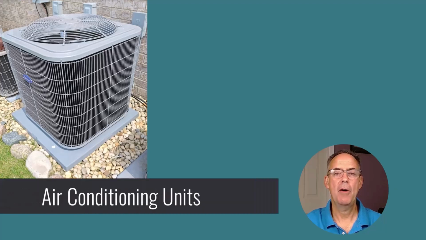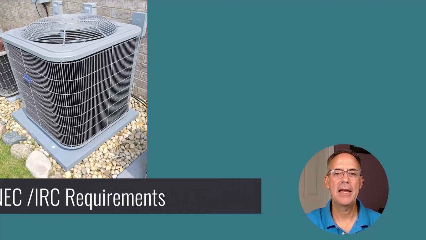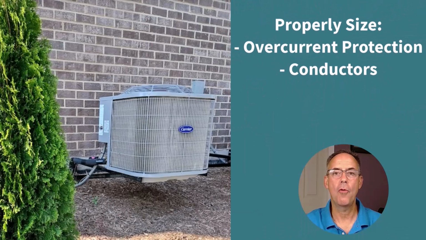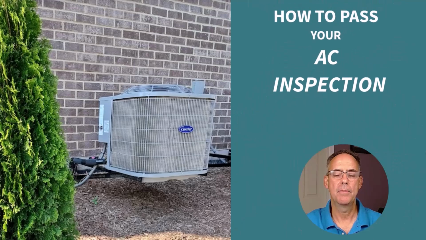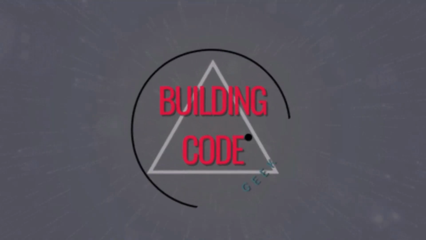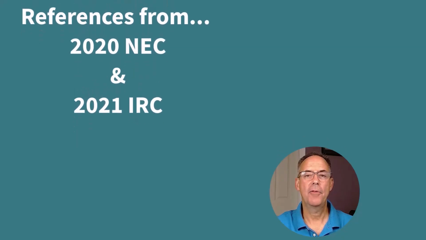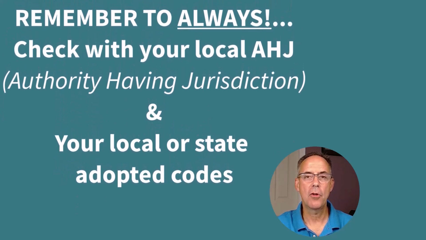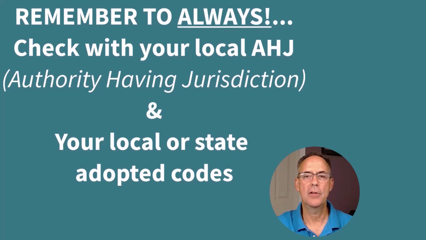This video is about air conditioning units, specifically NEC and IRC requirements, how to properly size your conductors and overcurrent protection, and how to pass your AC inspection. References today are taken from the 2020 NEC and the 2021 IRC. You want to always remember to check with your local AHJ, authority having jurisdiction, and your local and state codes.